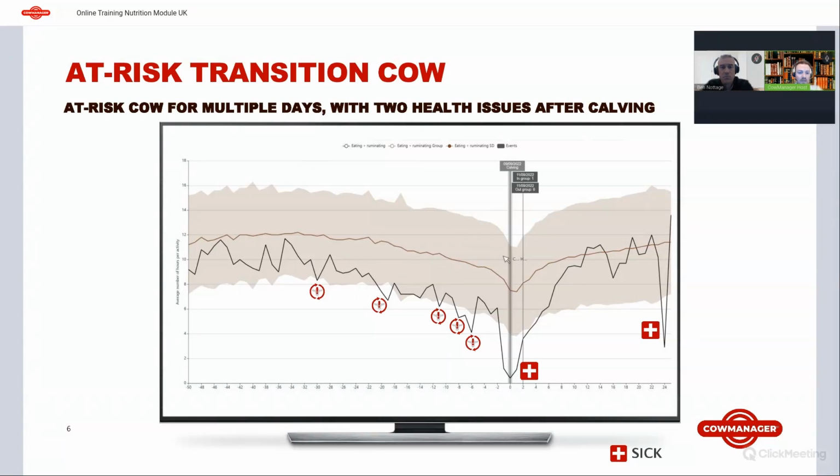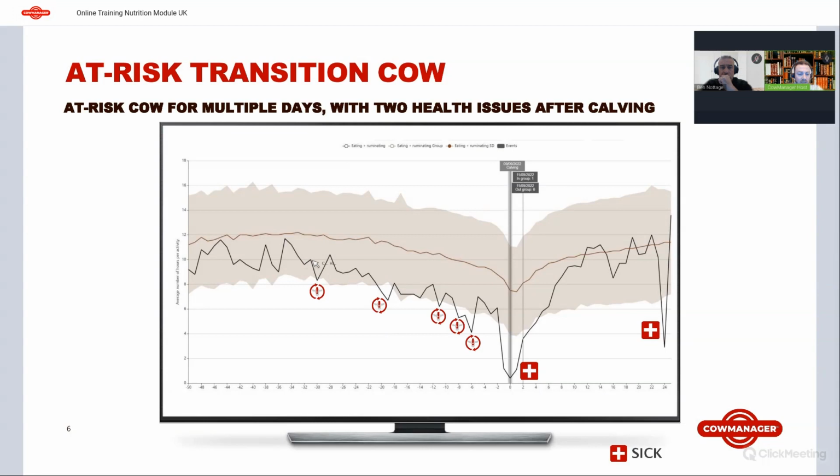So this altogether clarifies the group pattern of eating and rumination time of this entire period around calving. Those transition alerts are already switched on from 50 days before the expected calving date, and they remain at risk until day 30 after calving. You can also see this solid black line, which is the eating and rumination of the individual cow.